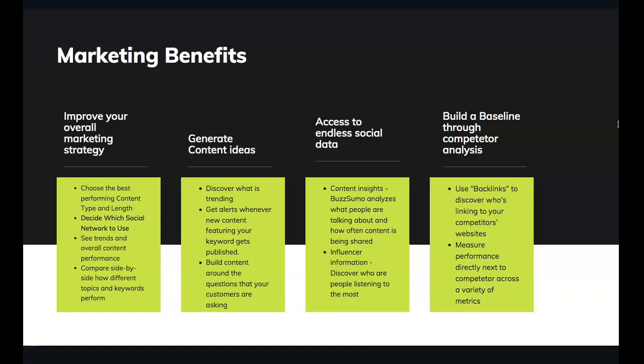You also get influencer information. You can discover who people are listening to the most and help your company choose the correct influencer to promote your brand. Lastly, you can build a baseline through competitor analysis. The competitor analysis measures your performance directly next to a competitor across a variety of metrics, and you can use backlinks to discover who's linking to your competitors' websites.